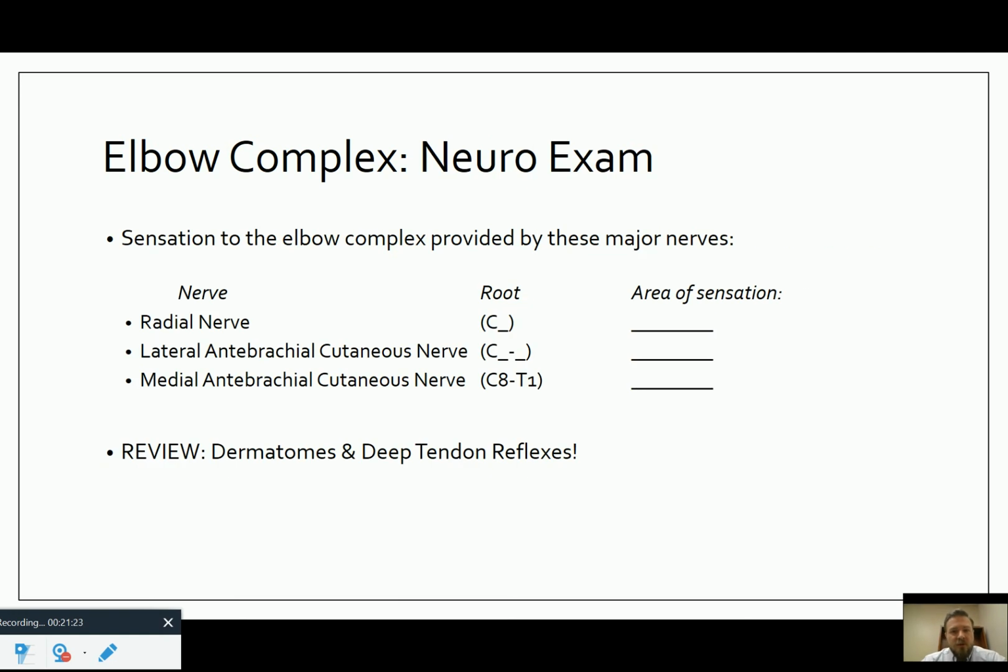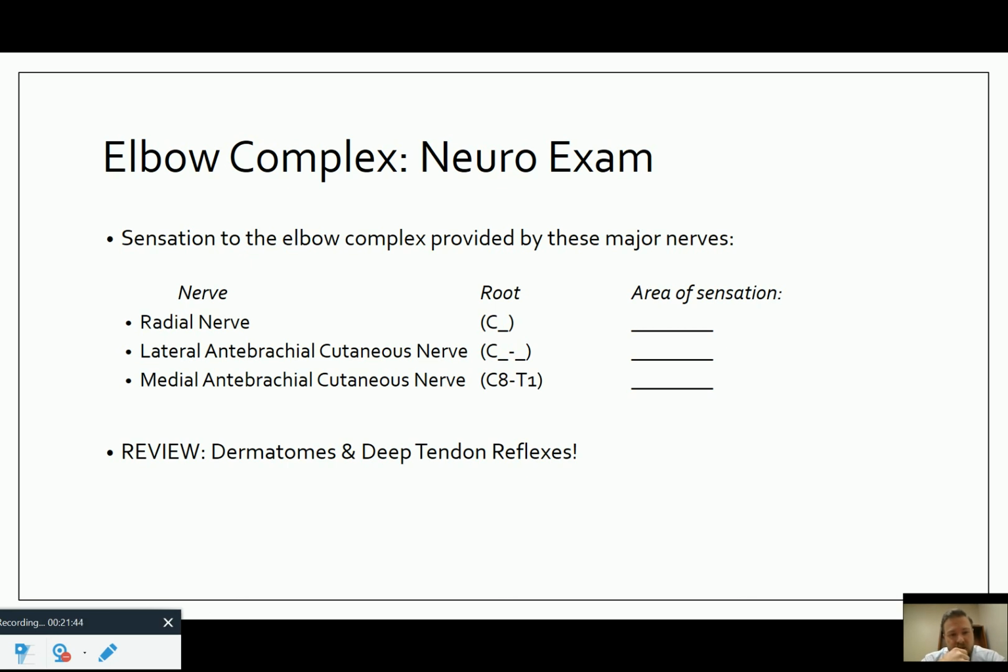As far as your neuro exam goes, there are just a few nerves that provide the major sensation to the elbow. So you know dermatomes, and you see the bottom bullet there. I want you to review your dermatomes and your deep tendon reflexes. We will go over that and kind of quiz you guys.